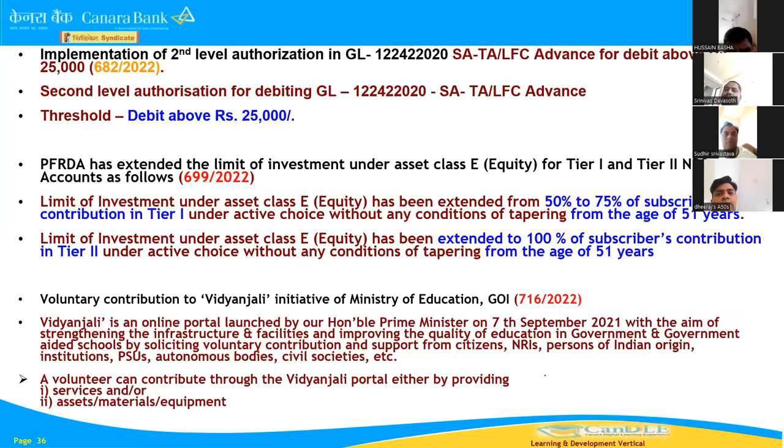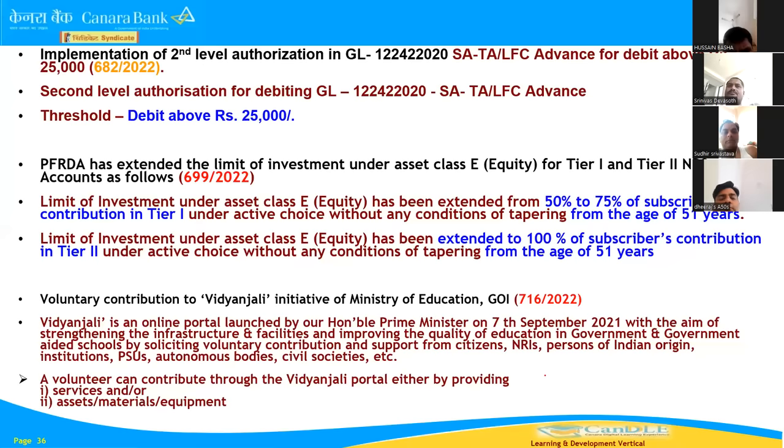Now come to implementation of second level authorization in GL. For 682, SA, TA, LFC, any advances, debits above 25,000, a second level authorization is required. That means two people have to authorize GLs. So the bank wants to alert on GLs.